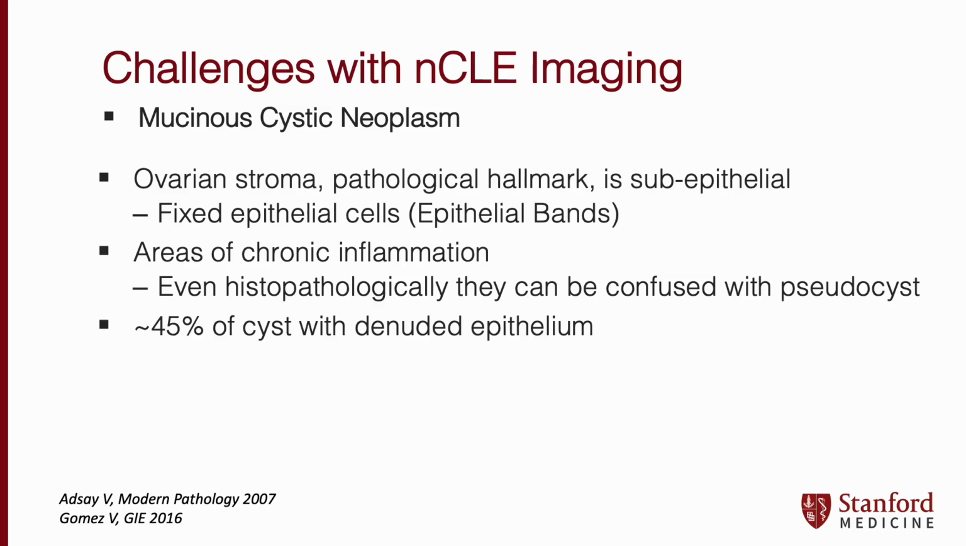So with MCNs, this is very challenging. The pathognomonic histologic finding is ovarian stroma. You won't see that with NCLE as they are subepithelial, but you need to rely on the epithelial band, which are tough to see. But you have to really examine as much of the cyst surface as possible in order to be able to find them, especially with MCNs that have a lot of denuded epithelium. So it's really challenging to do that, and you need to really increase the surface of your examination to try to pick up these epithelial bands.